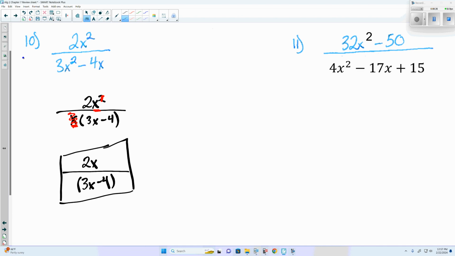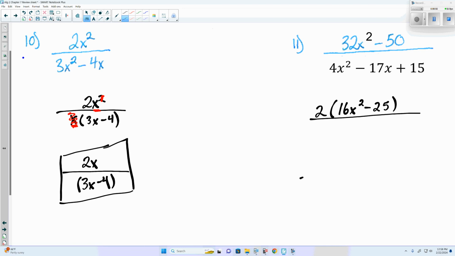32x squared minus 50 over 4x squared minus 17x plus 15. Our numerator, is our greatest common factor between 32 and 50? 2. 2, when we factor it out, we'd have 16x squared minus 25.